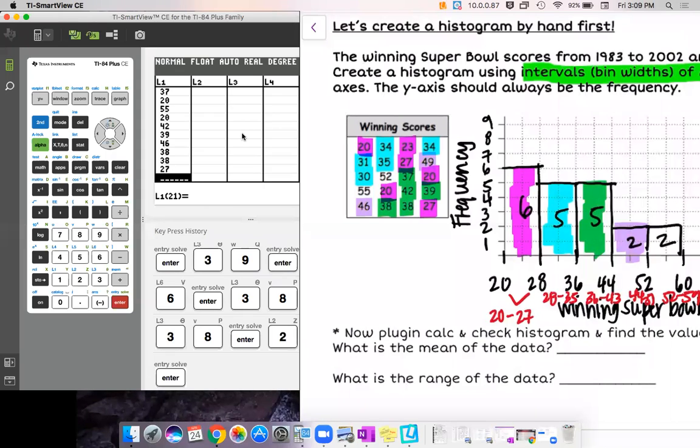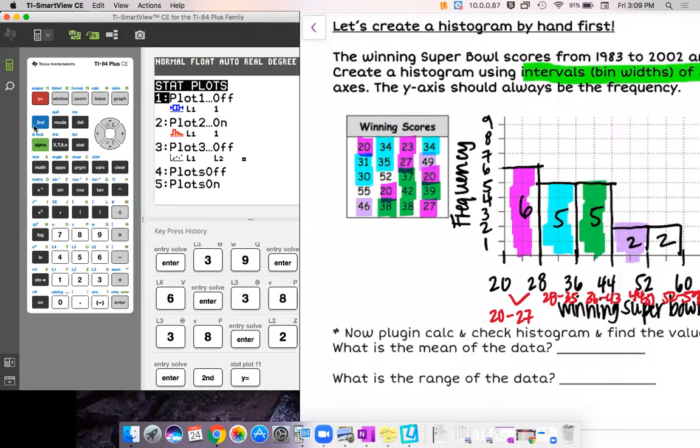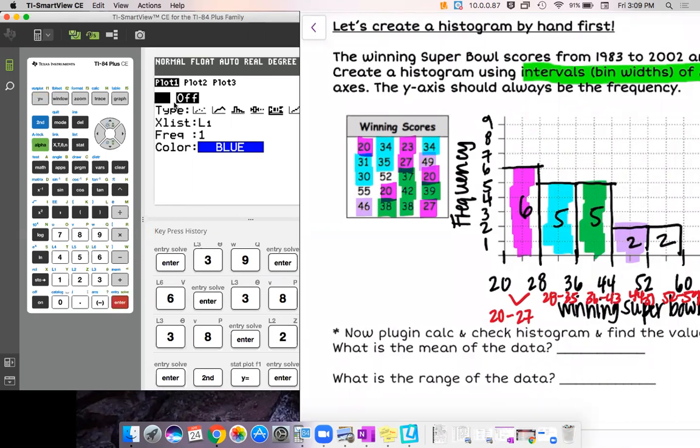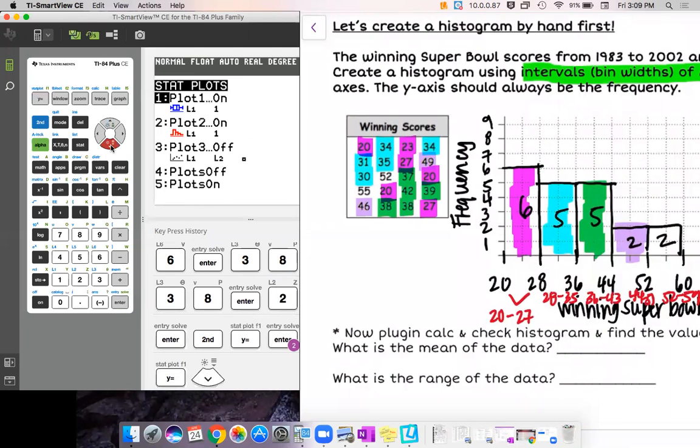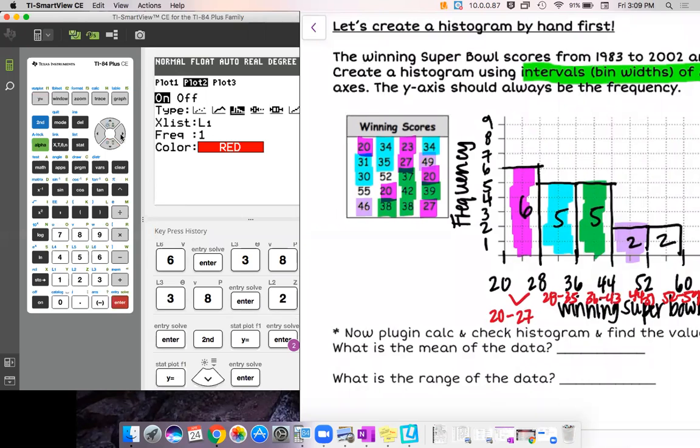Now we're going to create a histogram. What you do is press second, y equals, to turn the stat plot on. Right now I have some things going on. So let's do this first one. I click enter and I want this to be on, so I click enter again. I'm going to go back to stat plot and I see this number 2 actually says on. So I'm going to click enter and turn it off and then go back.